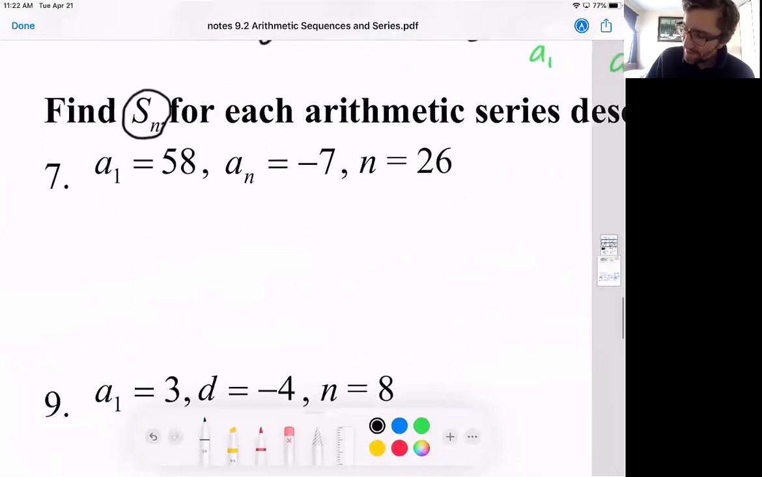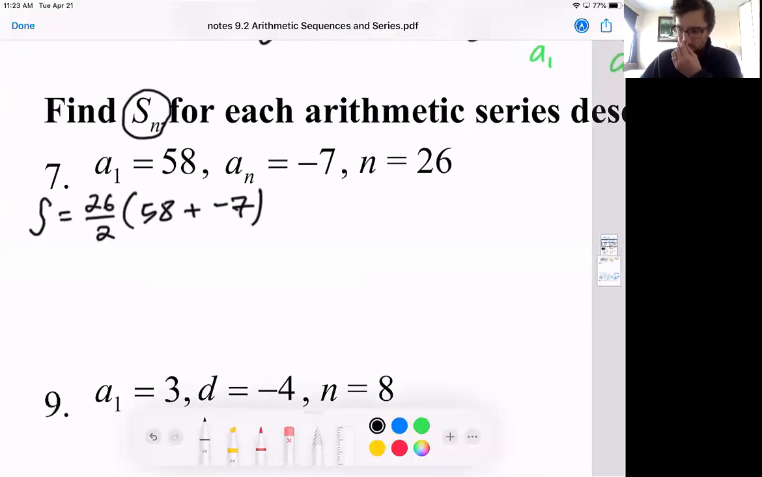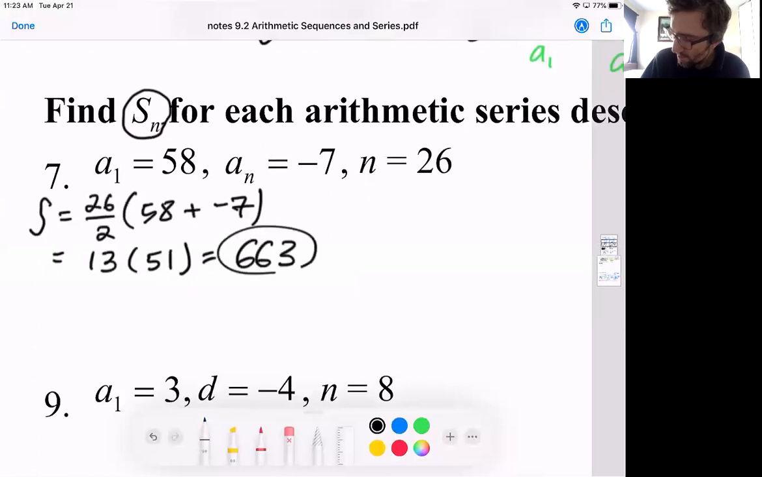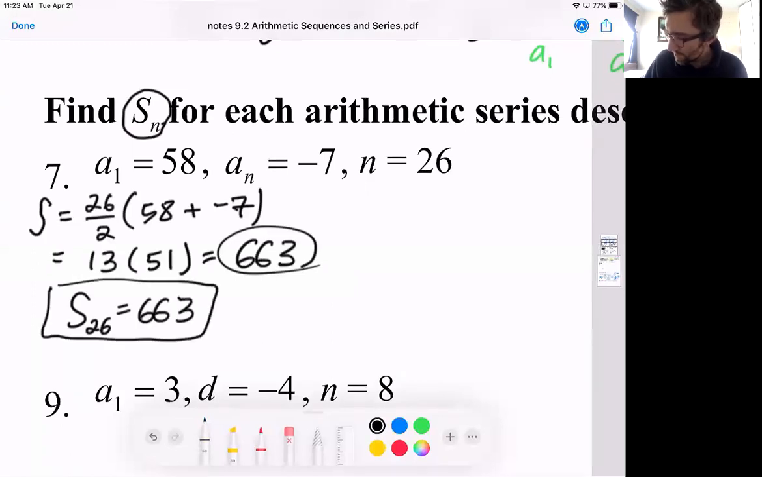So the formula would be the sum equals n over 2 times the first term plus the last term. So that would be 13 times 51. The sum of those terms would be 13 times 51, which is 663. So the sum of these 26 terms is 663. Maybe I'll put a box around that one. There you go. That's how to use the formula.